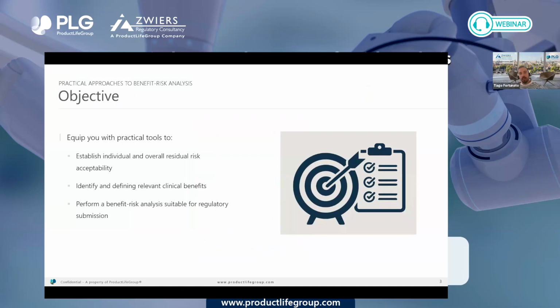So we hope that by the end of this webinar, you could all learn something new about individual and overall risk acceptability and how it can be determined, as well as how clinical benefits can be identified so they can be subsequently used in the benefit risk analysis of your medical devices.